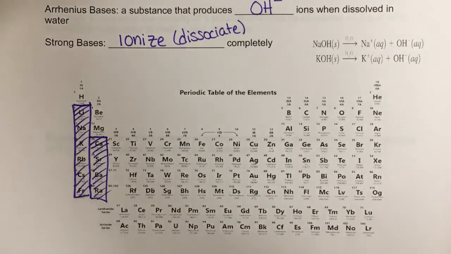Now you need to know your strong acids, you need to know your strong bases, and you need to know that the reason they're considered strong has nothing to do with how dangerous they are. It only tells us that they break apart completely. Strong acids and strong bases are good electrolytes, strong electrolytes.